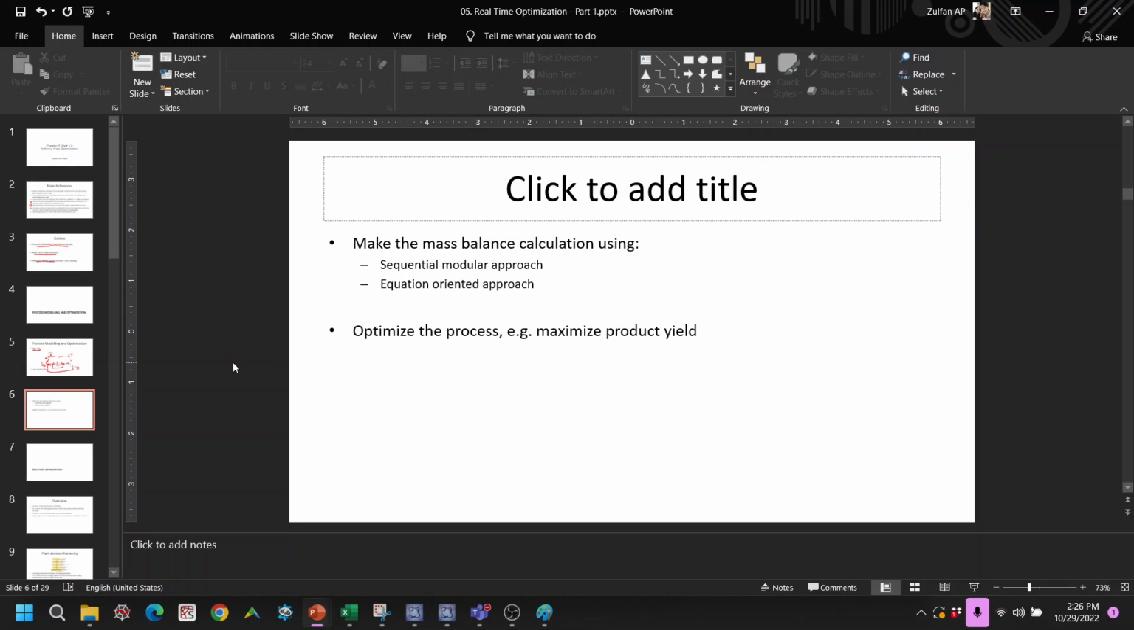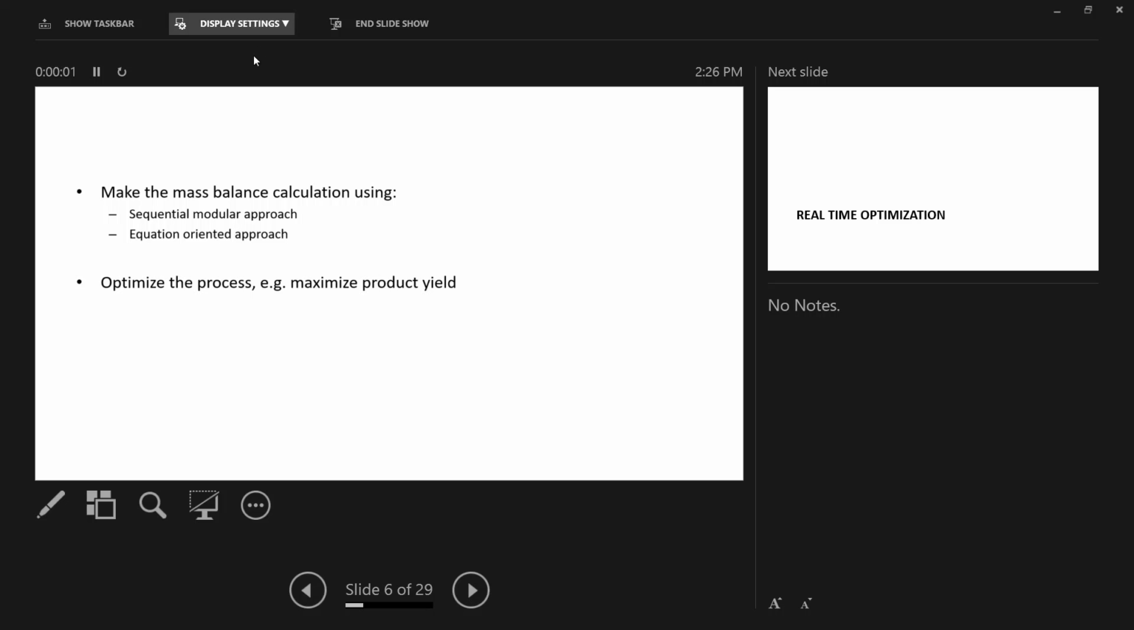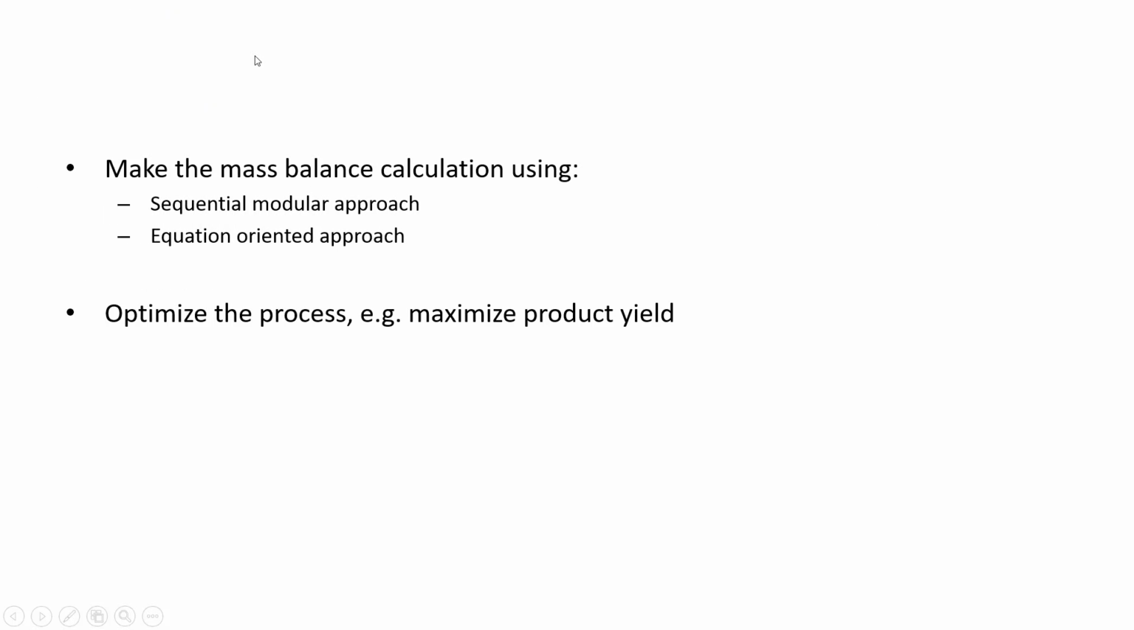Okay. Now we go to the next topic, which is more general knowledge, but just ask me if you have any question. So what people call real-time optimization. What is this basically?